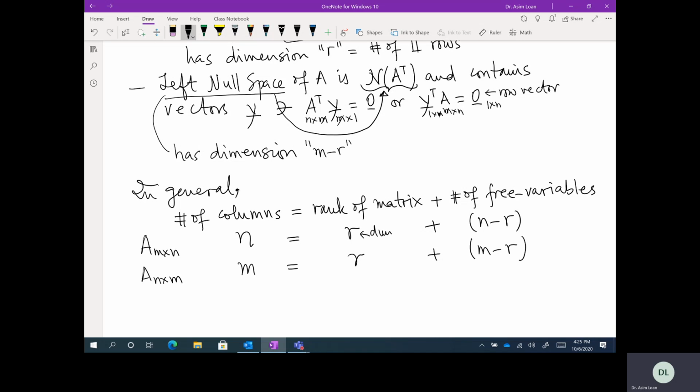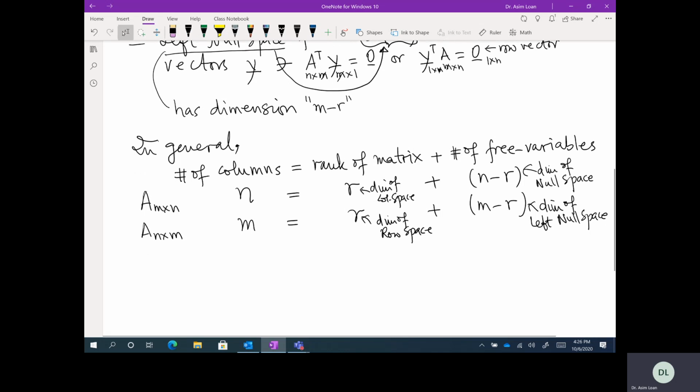So we have the dimension of the column space, the dimension of the null space, the dimension of the row space, and the dimension of the left null space. When we say the null space, it always means the right null space, because x is on the right of A, or post-multiplies A. So this is when we have A transpose, and this is when we have A. This is how the dimensions of the various subspaces are tied.